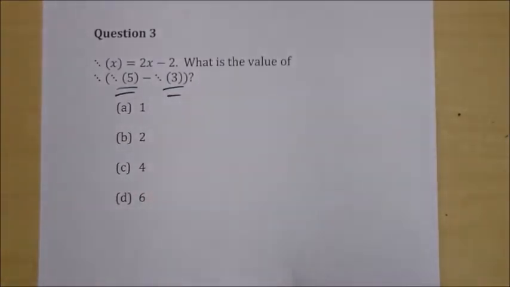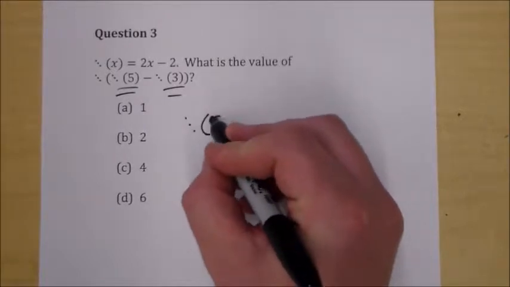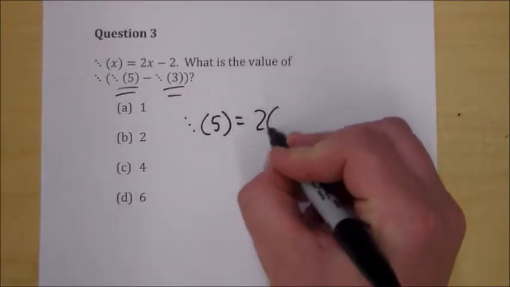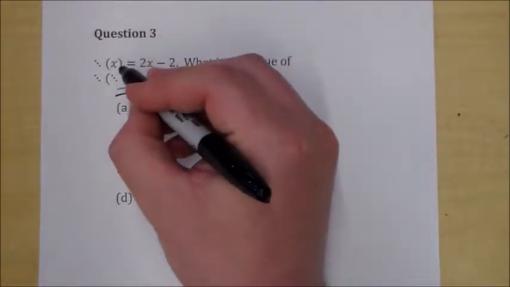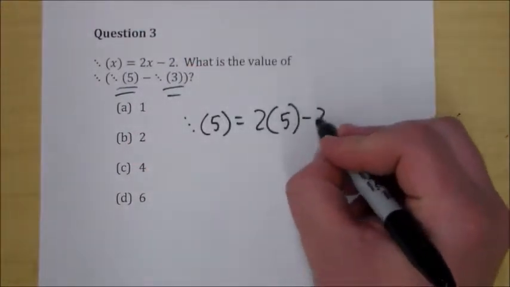And we have two kinds of terms. And let's figure it out. So dot, dot, dot, 5 is going to equal 2 times 5, right? Because dot, dot, dot, x means 2x. So this is 5, so it's going to be 2 times 5 minus 2.